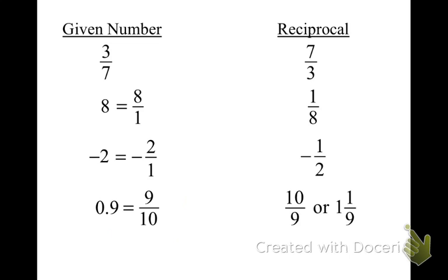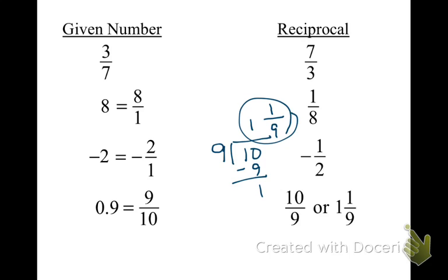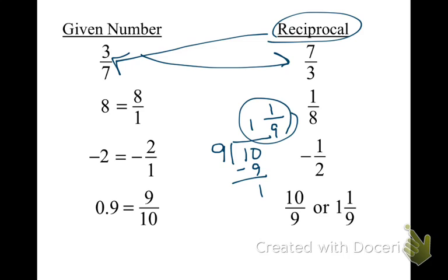Well, how do I get 1 1/9? Let's see, we go and take 9, divide it into 10 once. I get 1 left over, so 1 1/9. That's how I got my answer. So reciprocal, we're taking the value and then we're going to flip it.